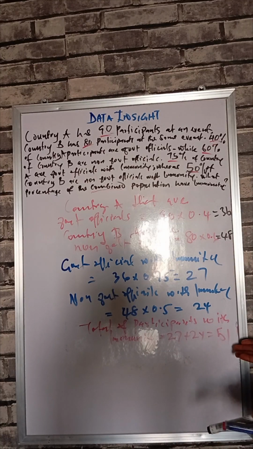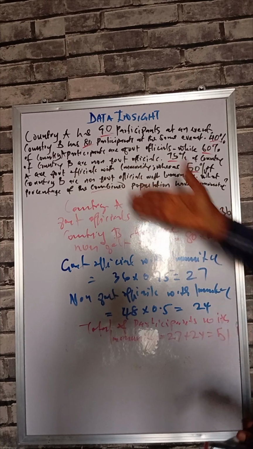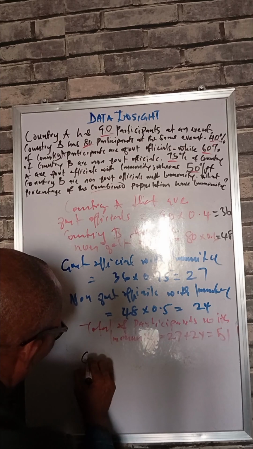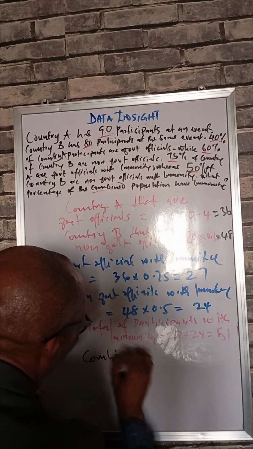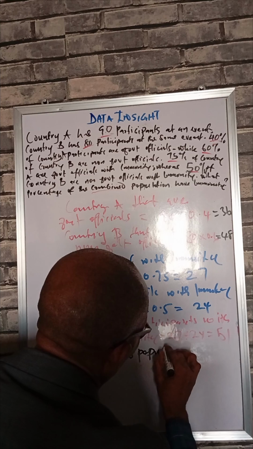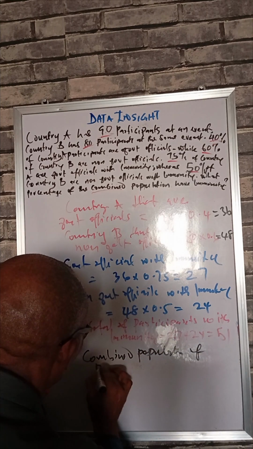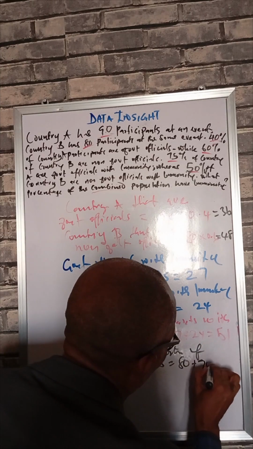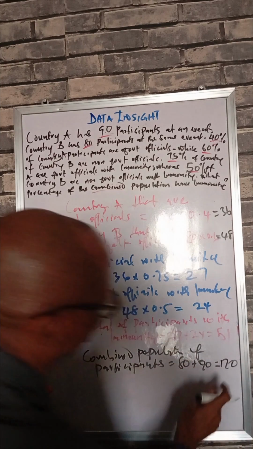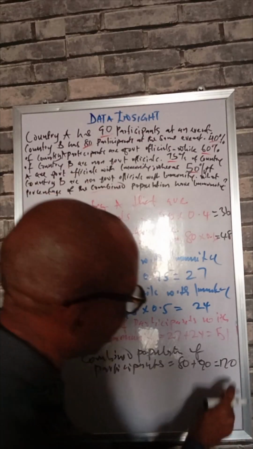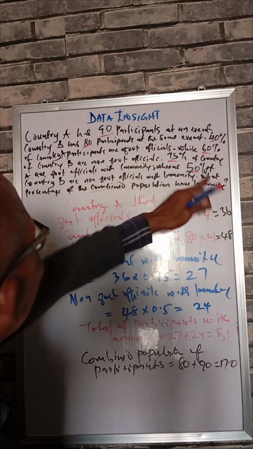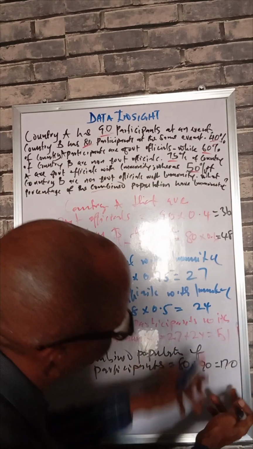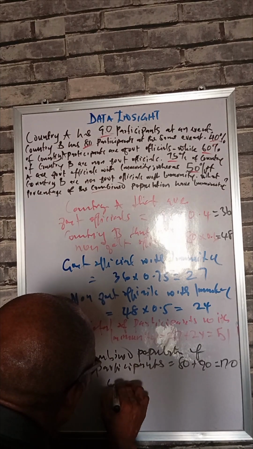Since we already have the combined population that has immunity, what we need is the combined population of the participants. So combined population of participants equals 80 plus 90, 170. This is the combined population of participants, 170. And the question is, what percentage of the combined population has immunity? We have this as the combined population that has immunity. We have the combined population in total.